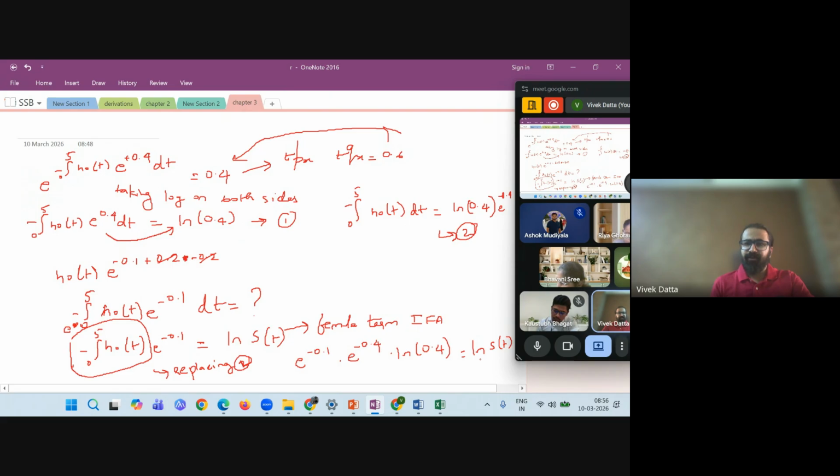You have done ln of St also. You've removed ln, finally. Tell me this value first. This total value should be equal to minus 0.5558, which is equal to ln of St.